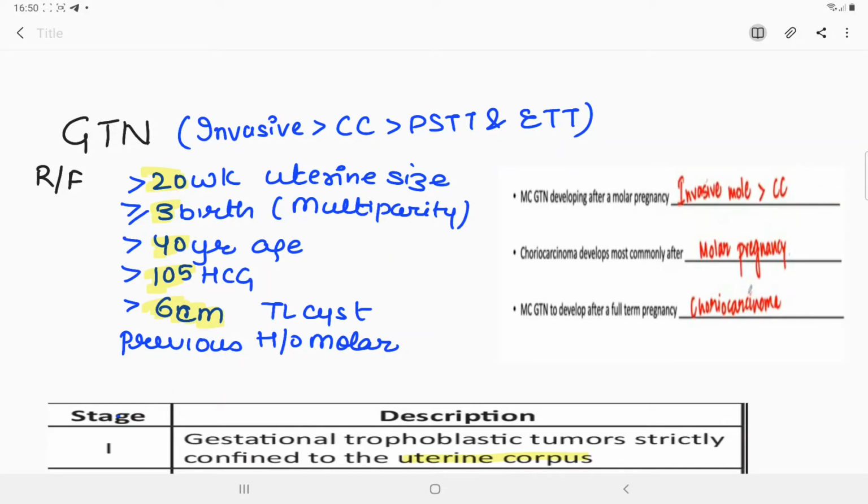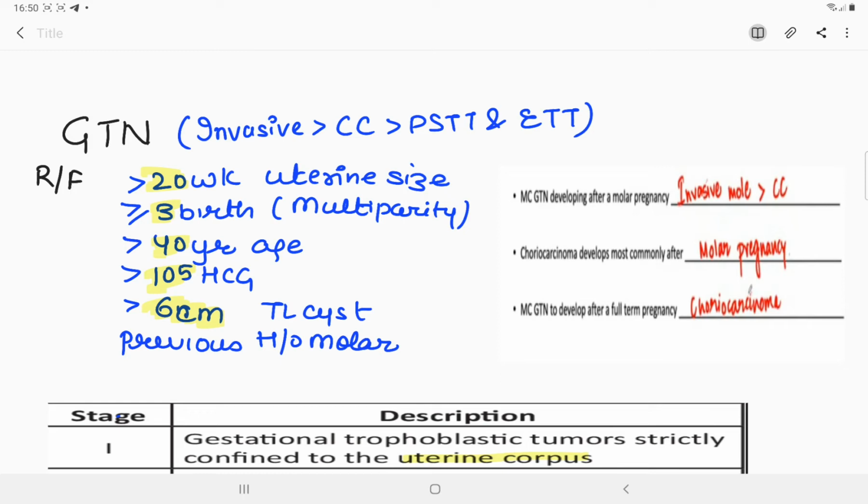Hello. In my previous lecture, we discussed molar pregnancy, and today we are going to discuss the non-molar, that is gestational trophoblastic neoplasia. The most common form is invasive mole. The second most common is choriocarcinoma, followed by placental site trophoblastic tumor and epithelioid trophoblastic tumor.